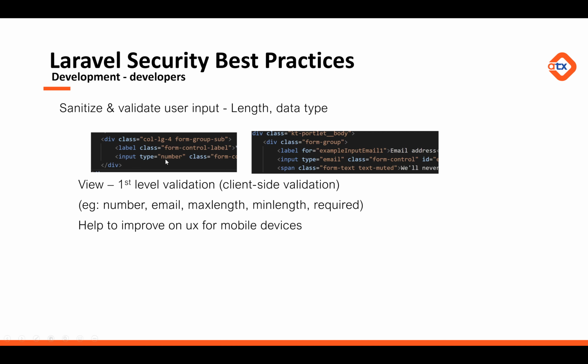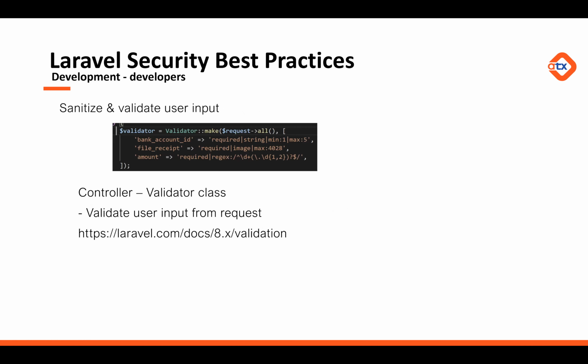For the client side in HTML, you can implement the input type. You can restrict it to number, for example, so it will have an impact on different devices. On a mobile phone, it will just pop up a keyboard with numbers. You can also restrict it for email, so you have front-end validation. Also a good thing to have is max length, min length, and required as parameters there. But this is the very first level that we can do.